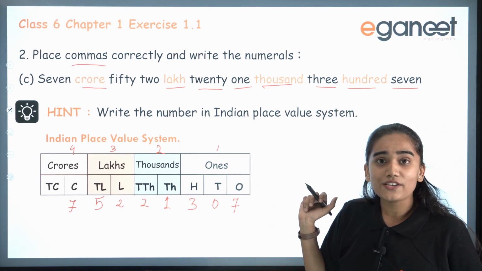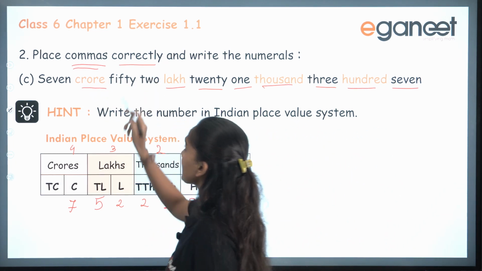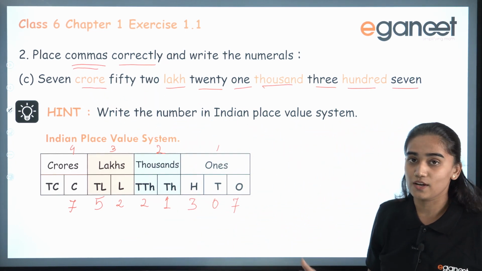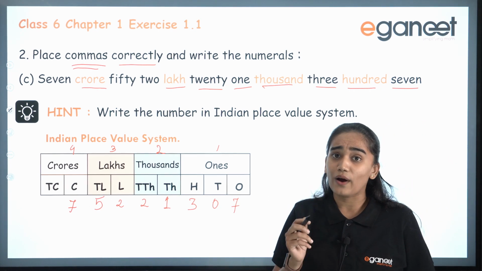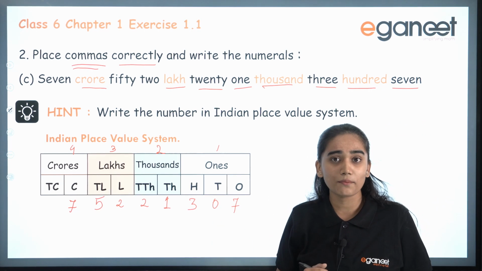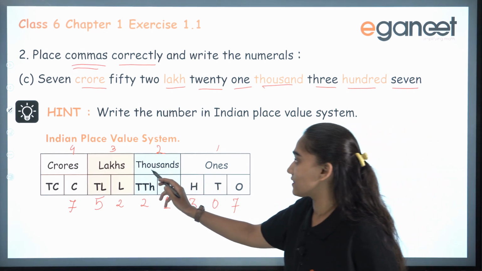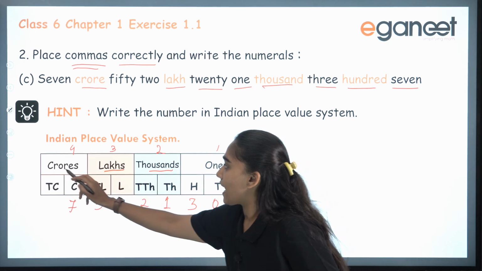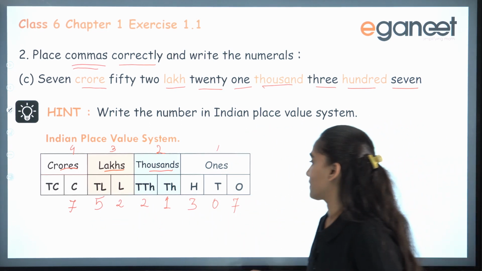Are we done with the question? No, we need to put the commas correctly in between the numbers. So let's try to put that. First, can you tell me why do we put commas in between the numbers? To represent the given number in thousands, lakhs and crores. So let us try to put the commas.